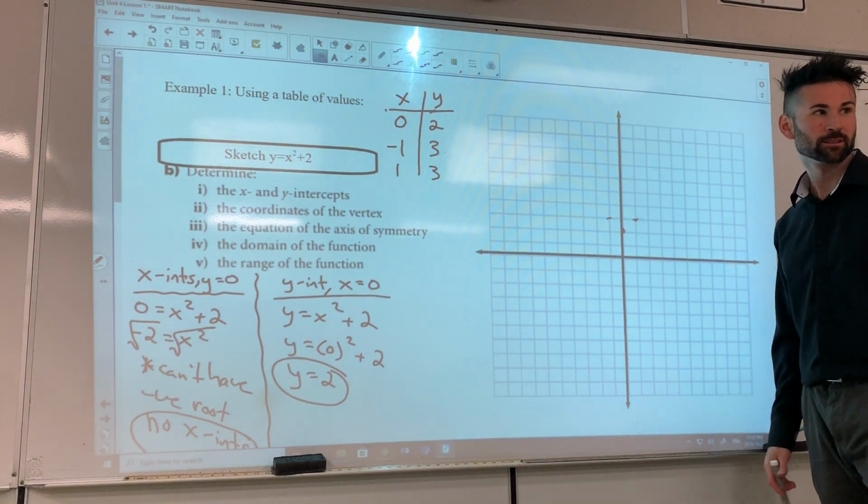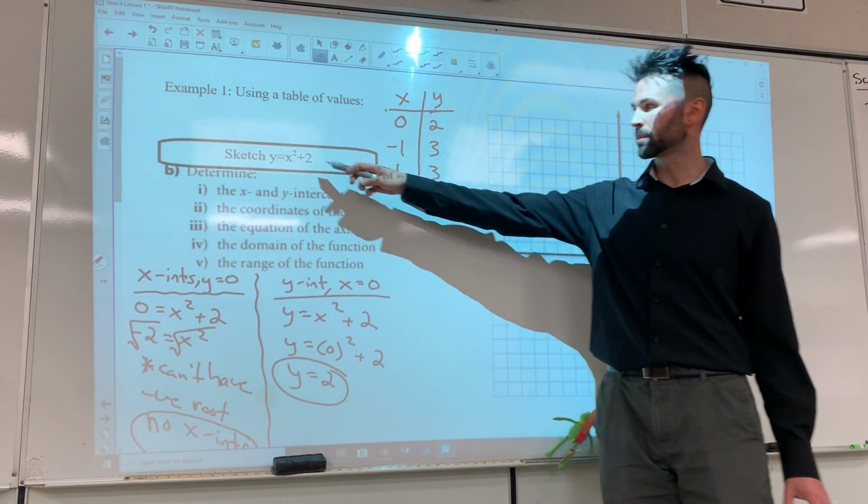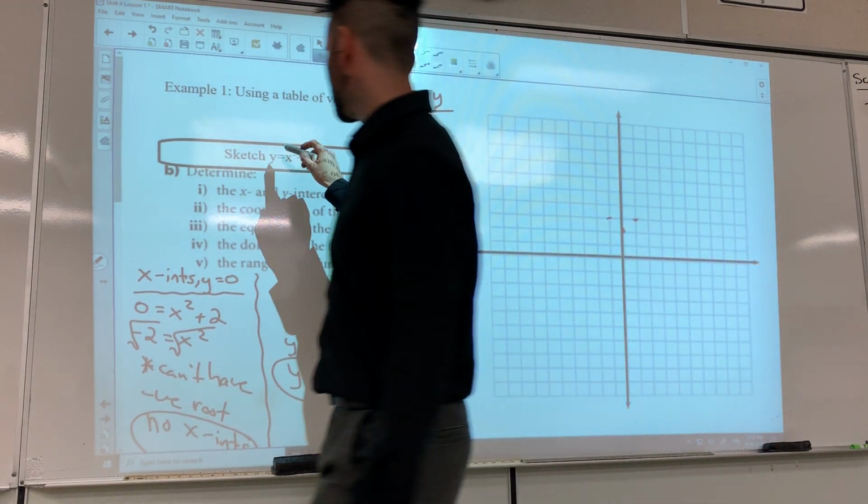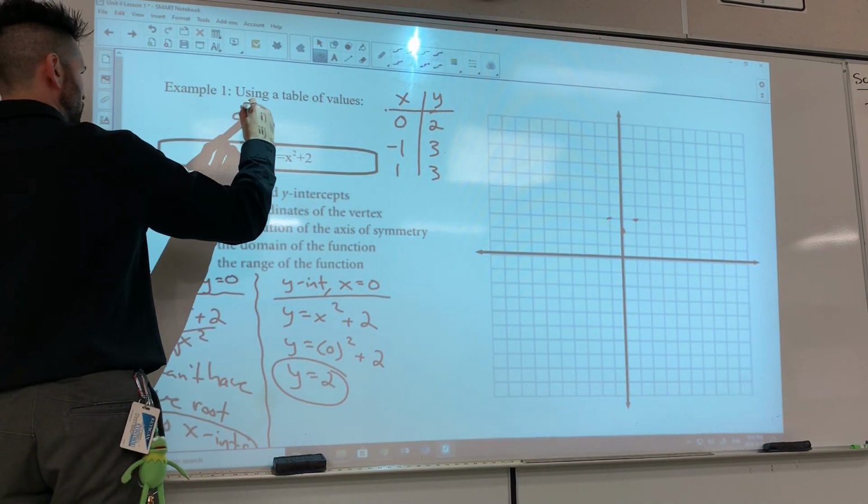Is that enough? By the way, is this opening up or down? Up. How do you know it opens up? Because it's in the positive. What is?